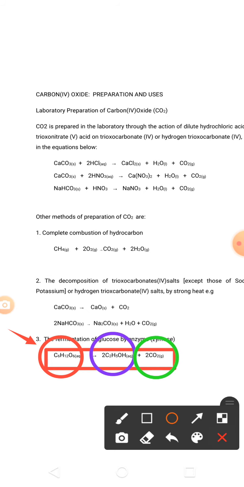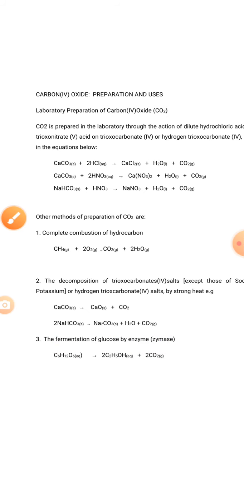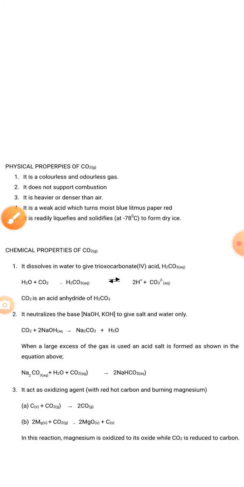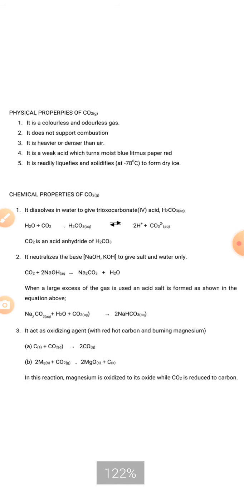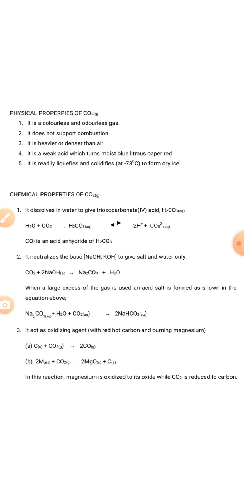So let's go on to the physical properties of carbon dioxide. 1. It is a colorless and odorless gas. 2. It does not support combustion. 3. It is heavier or denser than air. 4. It is a weak acid, which turns most blue litmus paper red.